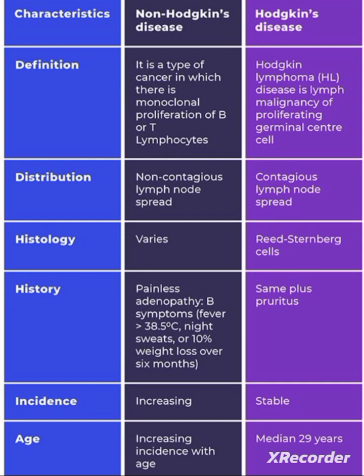Histology may vary because it affects both B and T lymphocytes. That's why histology may vary. But in the case of Hodgkin's disease, there will always be the presence of Reed-Sternberg cells, and it is very important. Reed-Sternberg cells are always seen in Hodgkin's disease, and it may be asked in your PSCs.